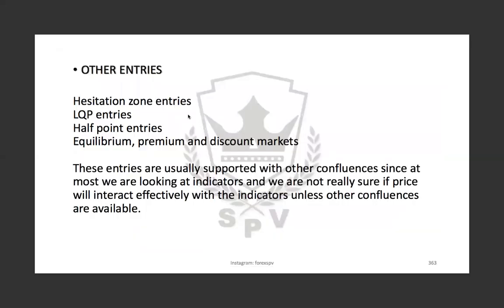And we have other entries around the station zone area, large quarter point, half point entries. We have the equilibrium, premium, and discount markets. These entries are usually supported by other confluences, since we are looking at indicators and we're not really sure if price will interact effectively with the indicators unless other confluences are available. So that's the entry phase.